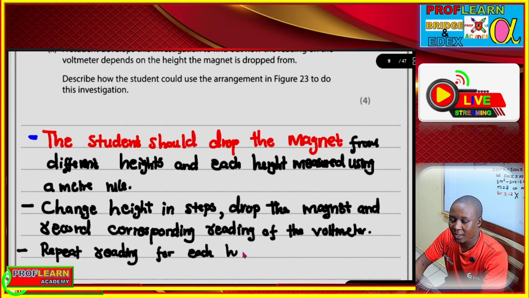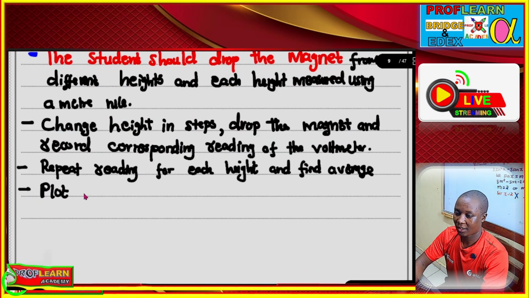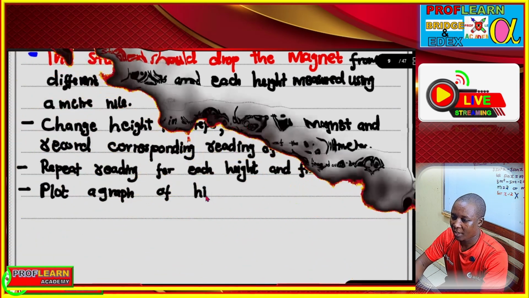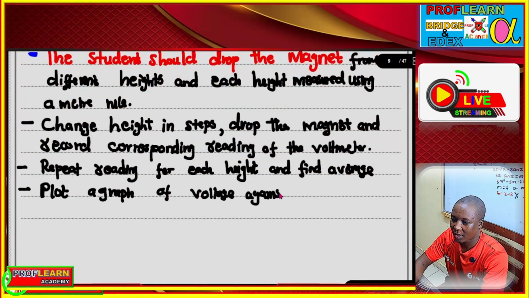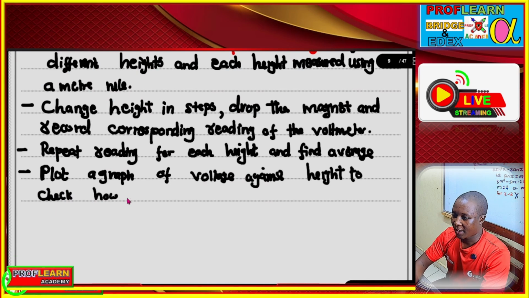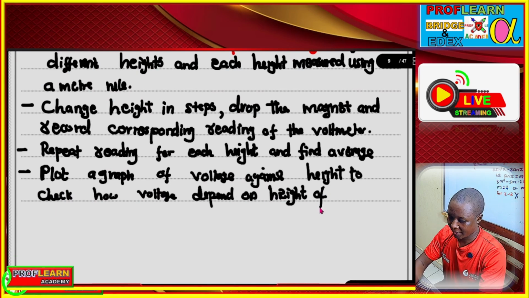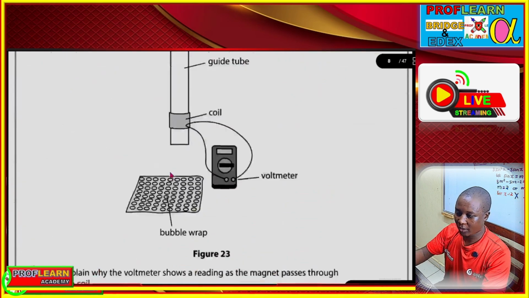And whenever you are explaining these experiments or investigations, kindly remember to include accuracy. The aspect of accuracy is to repeat the reading for each height to find the average. That is to ensure that the result is going to be accurate. Then we shall plot a graph of voltage against height, so that we can see how voltage depends on height.